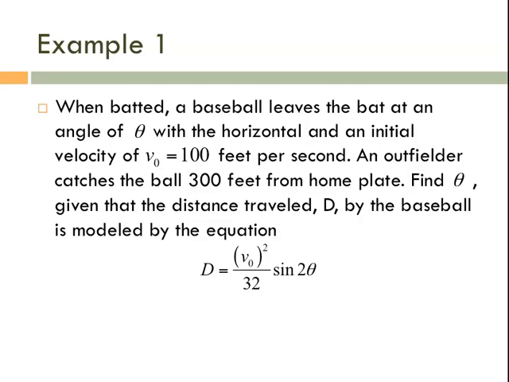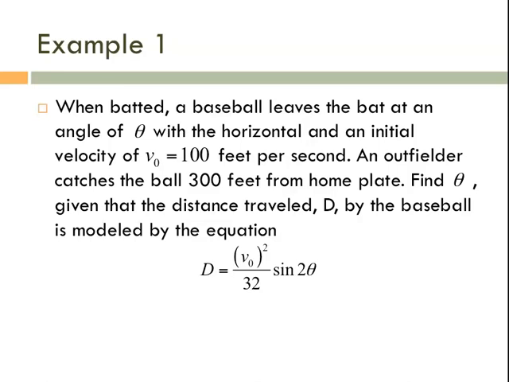An outfielder catches the ball 300 feet from home plate. Find theta, given that the distance traveled, capital D, by the baseball is modeled by the following equation. Okay, so we have capital D equals V naught squared over 32 times sine of 2 theta.